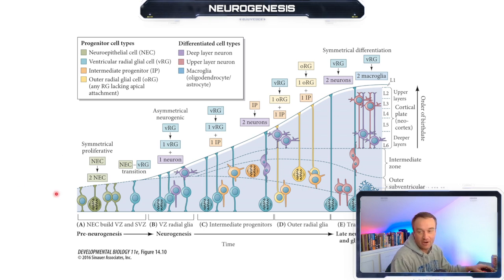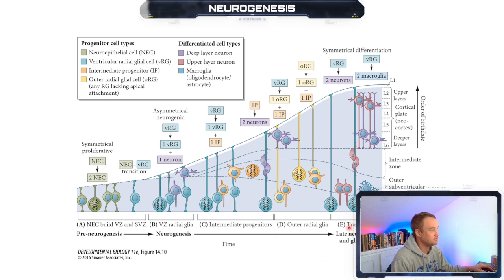First thing I want to point out here is at the bottom is the time. So the left-hand side is how everything is pre-neurogenesis. As we move to the right, we have neurogenesis, and then we have late neurogenesis and gliogenesis. Okay, so this is as time progresses.